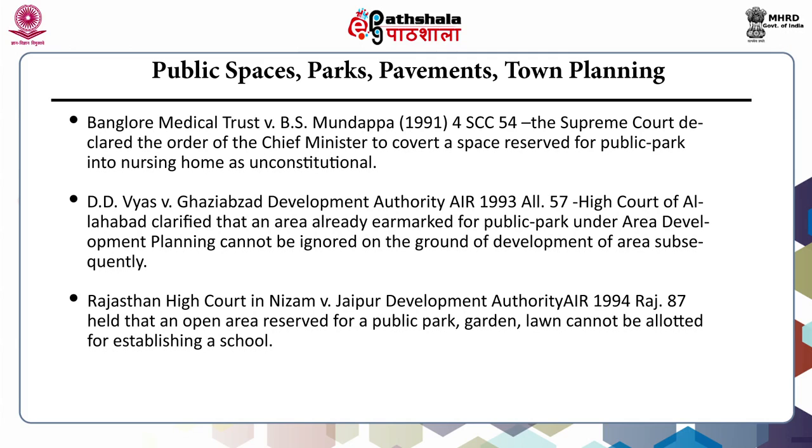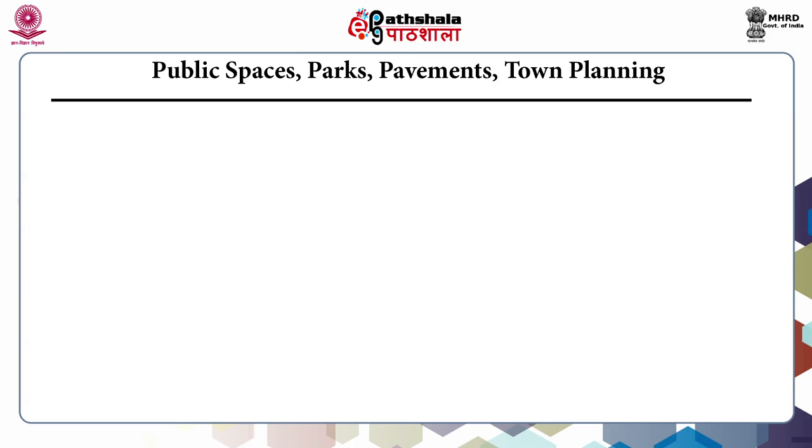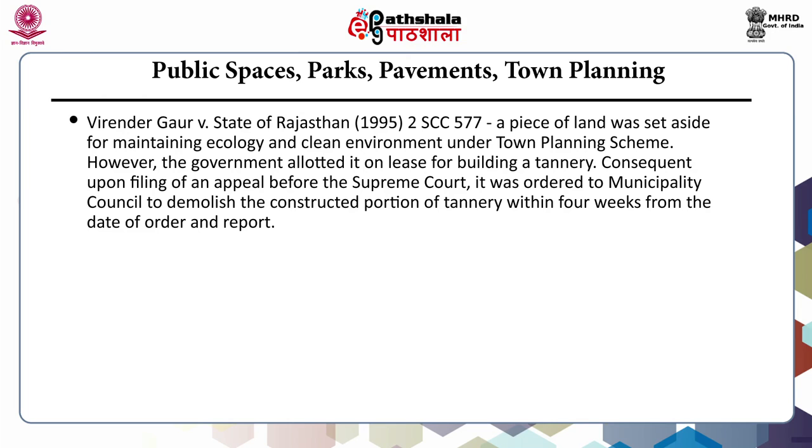A similar case again came up for the consideration of the Supreme Court in Virender Gaur versus State of Rajasthan, where the Supreme Court set aside the allotment of a piece of land for the purpose of establishing a tannery, while that piece of land was reserved for a green area in the Urban Development Authority, and the Supreme Court directed the Municipality Council to ensure that the constructed portion of the tannery is demolished within 4 weeks from the date of order and report to the Supreme Court.